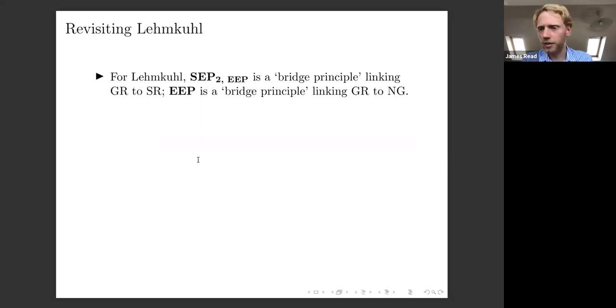Okay, so now let me make some comments on how Lehmkuhl presents the importance of some of these principles as bridge principles between general relativity and other theories, and see if I can say a little more about that. So for Lehmkuhl, SEP2 EEP, that locally you're getting physics which maximally simplifies in coordinate systems related by Lorentz transformations, is a bridge principle which links general relativity to special relativity. On the other hand, Einstein's equivalence principle is a bridge principle linking general relativity, in which individually the notions of gravity and inertia don't really make sense anymore, to Newtonian gravity, in which they do make sense.